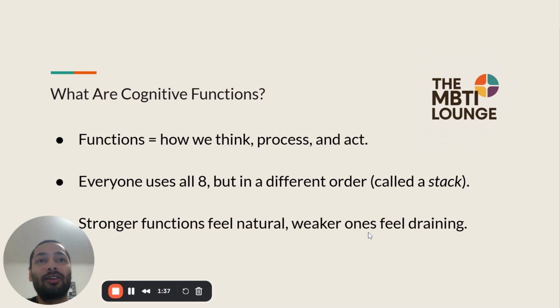So what are the cognitive functions? Functions are how we think, process, and act. You can think of them as our psychological senses. We have 8 of them. Everyone uses all 8, but in a different order called a stack. The stronger functions feel natural and the weaker ones feel draining.